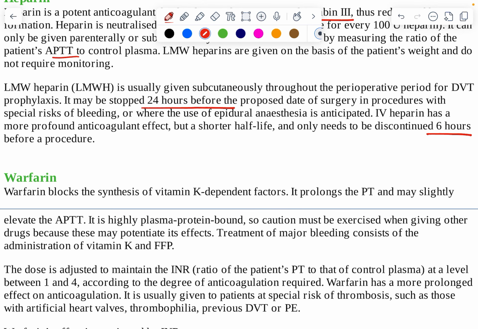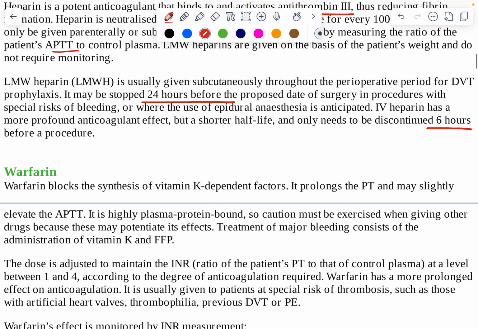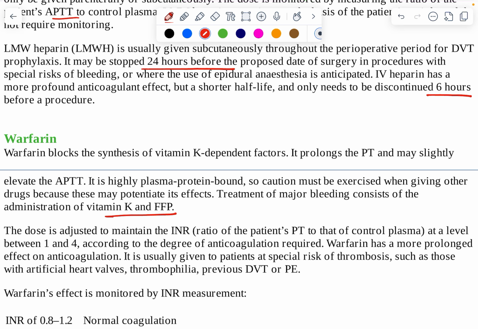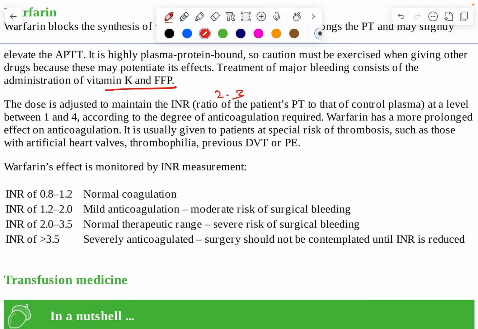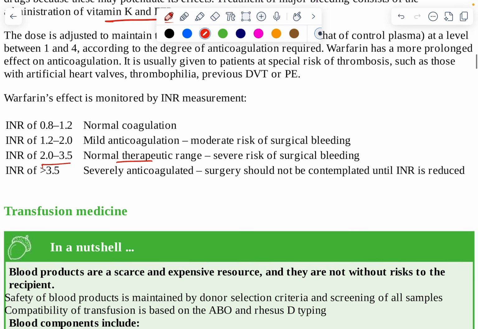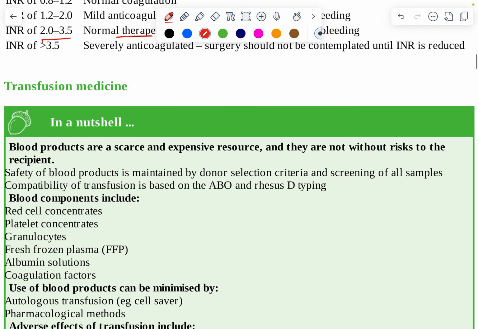Warfarin blocks the synthesis of vitamin K dependent factors and elevates the INR. Reversal consists of administration of vitamin K and fresh frozen plasma. The INR ratio has to be calculated; the target is between 2 and 3 depending on the indication. Warfarin's effect is monitored by INR: 0.8 is normal coagulation, 1.2 mild anticoagulation. The normal therapeutic range is 2 to 3. There is a severe risk of surgical bleeding.